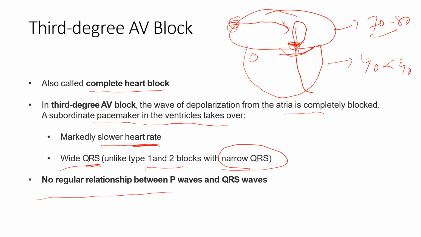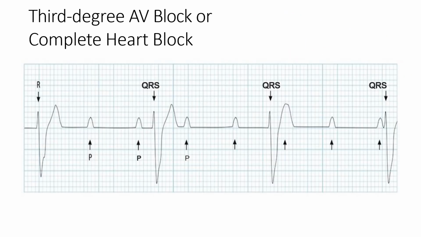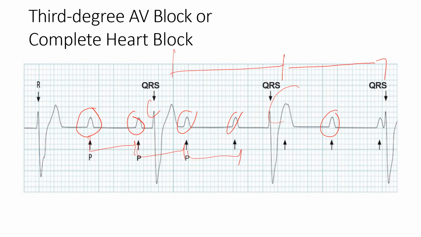There is no regular relation between the P wave and the QRS. So here you can see a P wave, QRS, P wave, QRS. There is no rhythm at all. When will the P come? When will the QRS come? There is an equal distance between the P waves and an equal distance between the QRS complexes. Now if we calculate with our rate method, we can find out this is almost 40 and this is almost 80 or 90. That is the contraction rate of the atria.